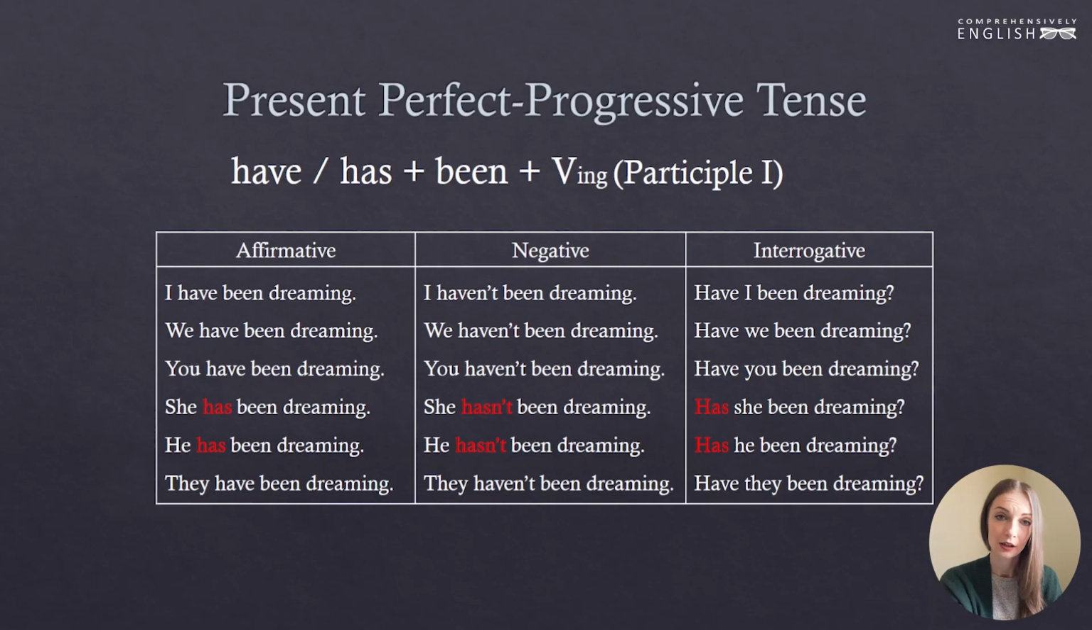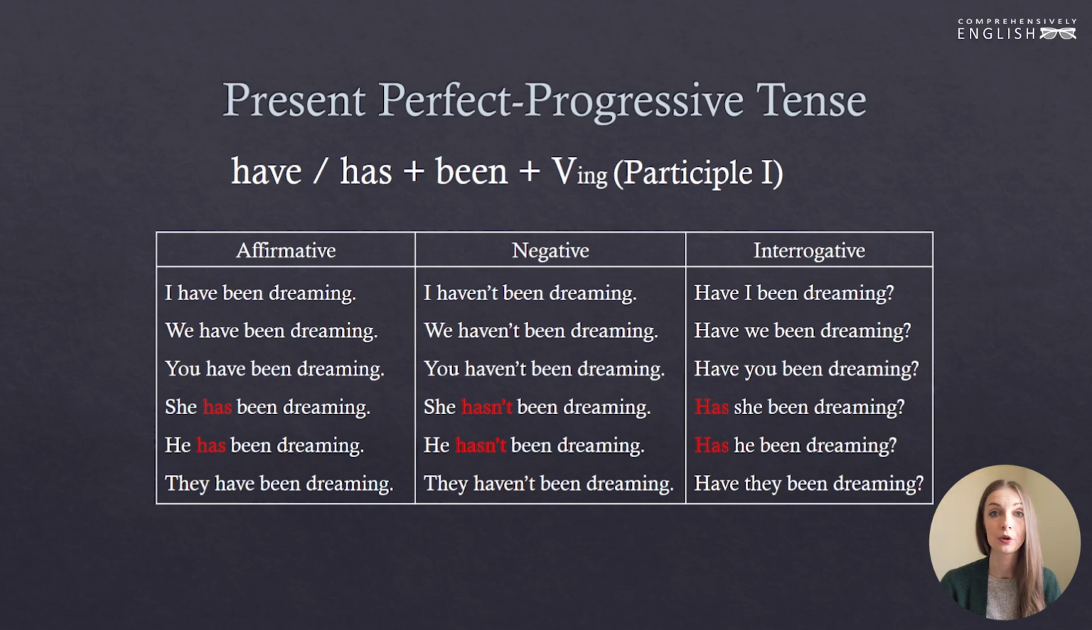This tense combines some characteristics of the present perfect tense and of the present progressive tense. And we can see it right here. Then we have "been," like another auxiliary verb, and then instead of participle 2 we have participle 1, that is the verb with the -ing ending. I have been dreaming, we have been dreaming, you have been dreaming, she has been dreaming, he has been dreaming, they have been dreaming. So the principle here is the same.